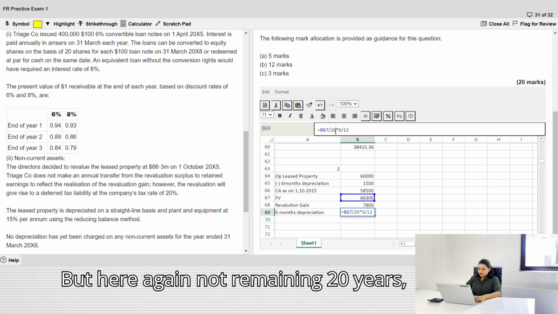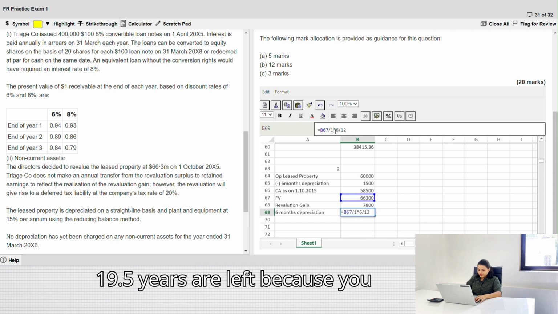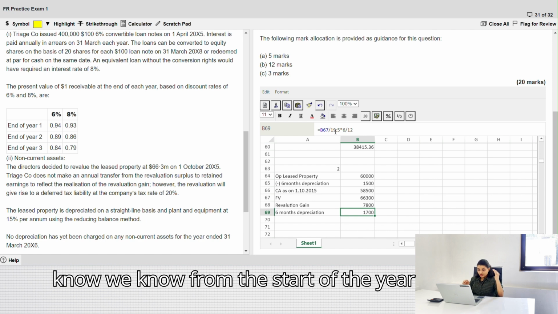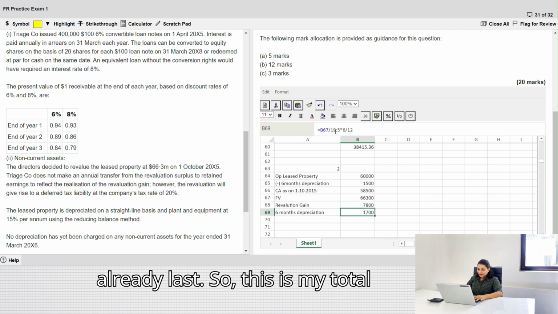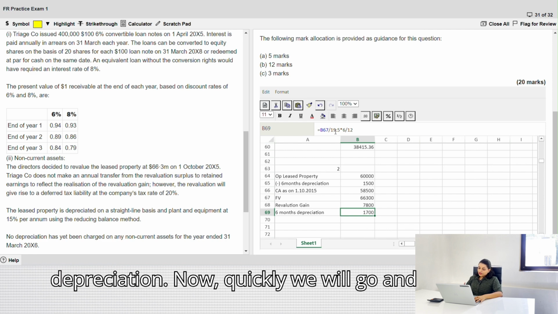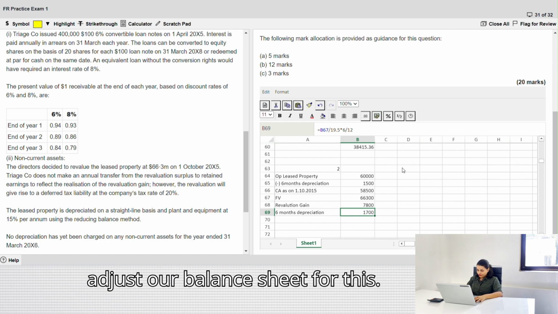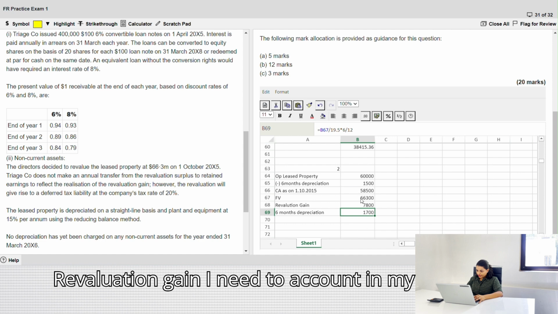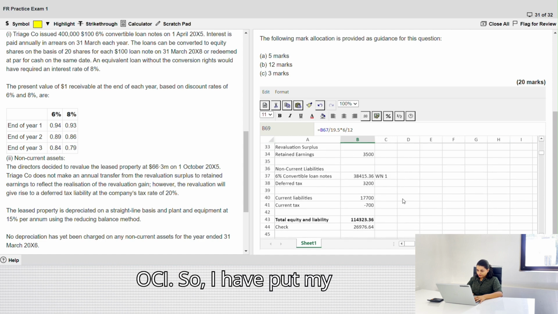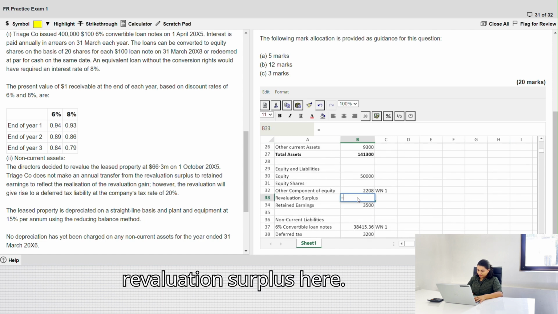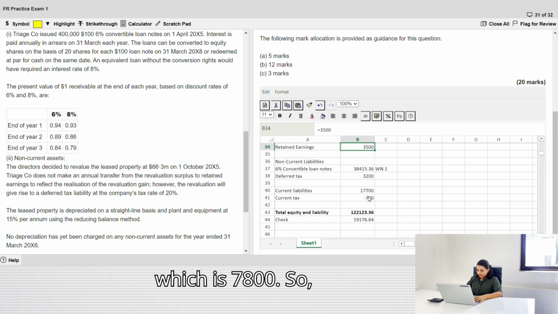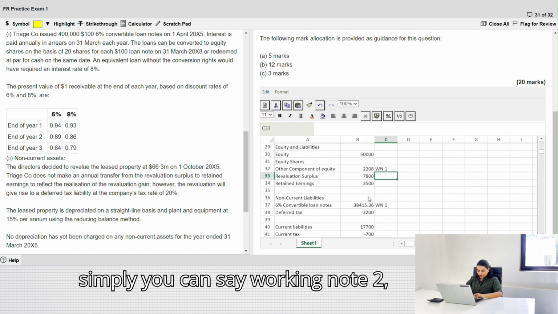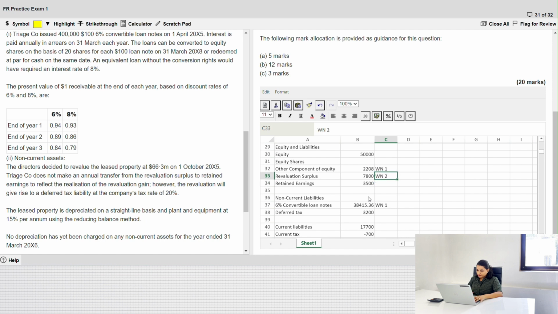But here again, not the remaining 20 years, 19.5 years are left, because we know from the start of the year there are 20 years left, but 6 months have already lapsed. So, this is my total depreciation. Now, quickly we will go and adjust our balance sheet for this. Revaluation gain I need to account in my OCI. So, I have put my revaluation surplus here, which is 7,800. So, simply you can say working note 2.